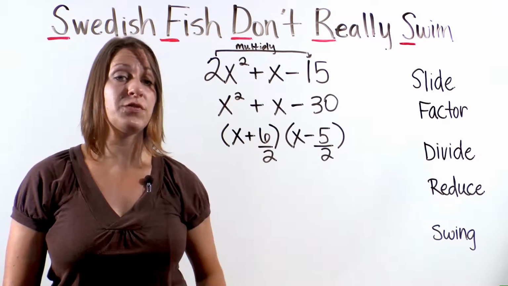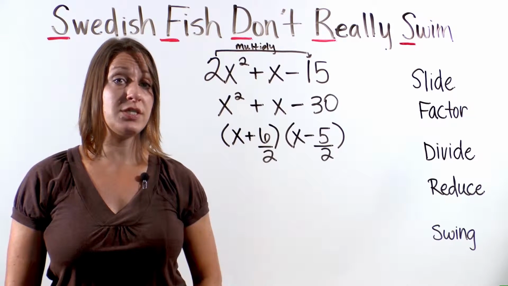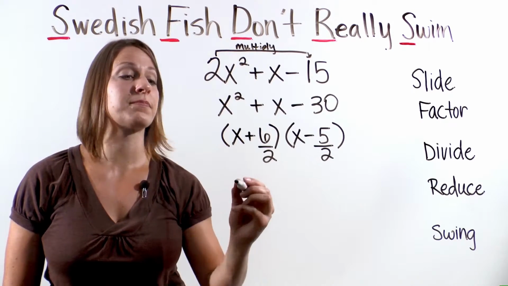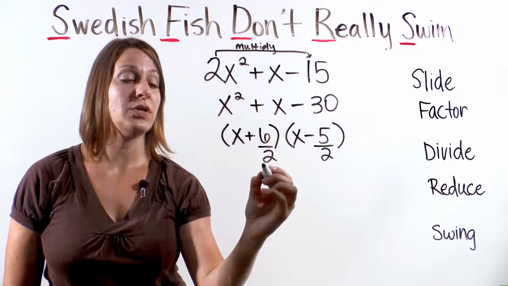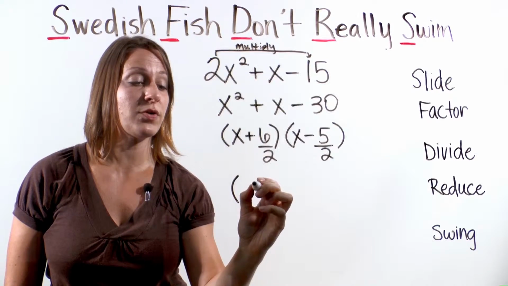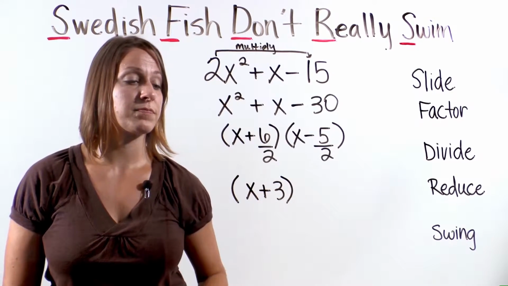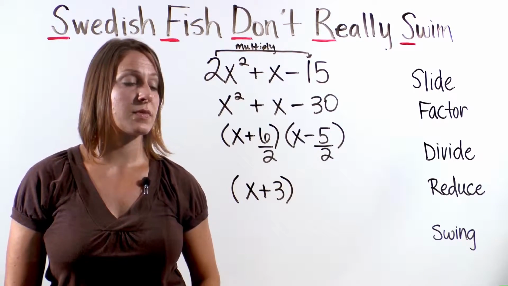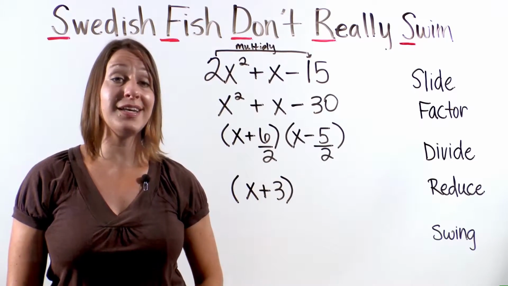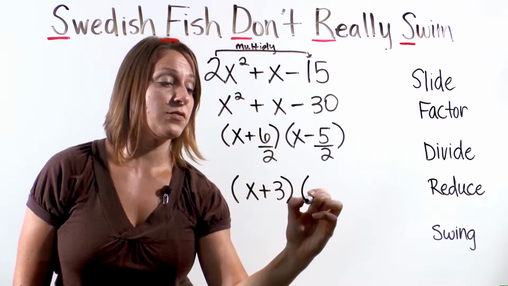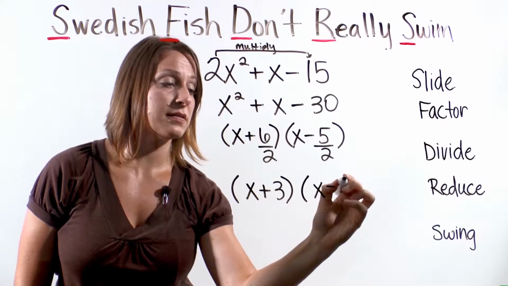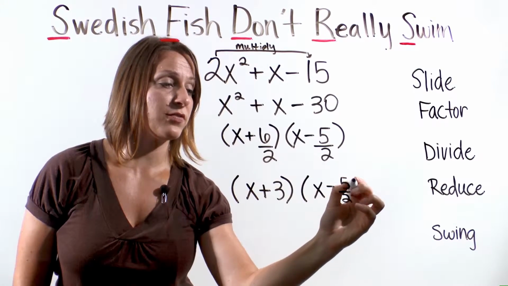Next, R stands for reduce. We're going to reduce these fractions if we can. 6 over 2 actually reduces to the whole number 3. 5 over 2 cannot reduce. So for now, we'll leave it as 5 over 2.